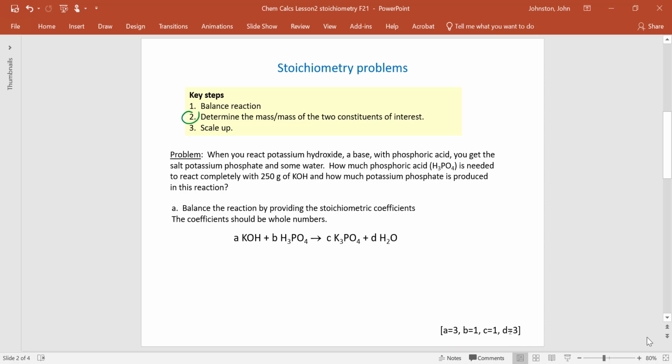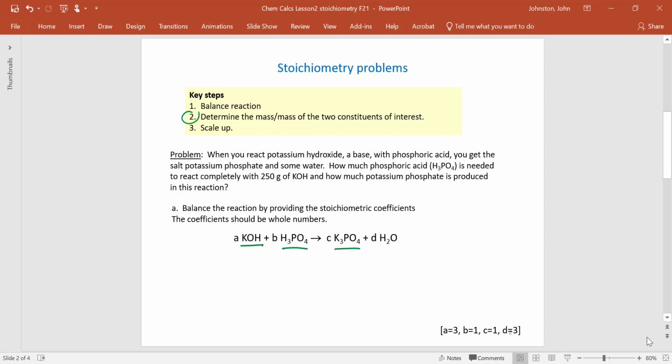If you react potassium hydroxide, which is a base, with phosphoric acid, you get the salt, potassium phosphate, and some water. How much phosphoric acid do you need to react with 250 kilograms of potassium hydroxide? And how much potassium phosphate do you make?